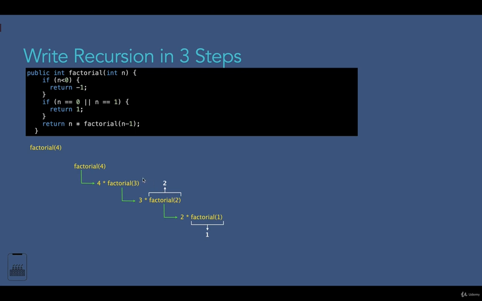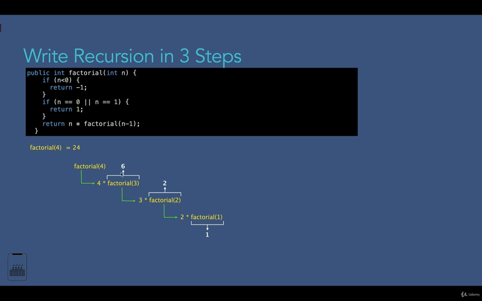Based on factorial of 2, we can calculate factorial of 3. So factorial of 3 will be 3 multiplied by 2, which means it's going to be 6. Then we can calculate factorial of 4 based on factorial of 3. Factorial of 3 is 6, and the factorial of 4 will be 4 multiplied by 6, which is going to be 24. So this means that the factorial of 4 will be 24.